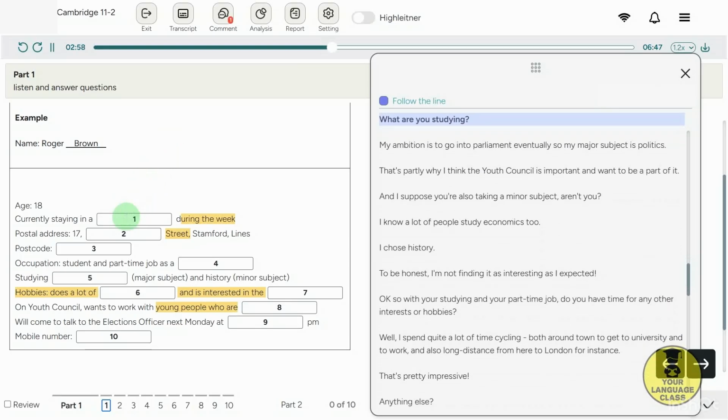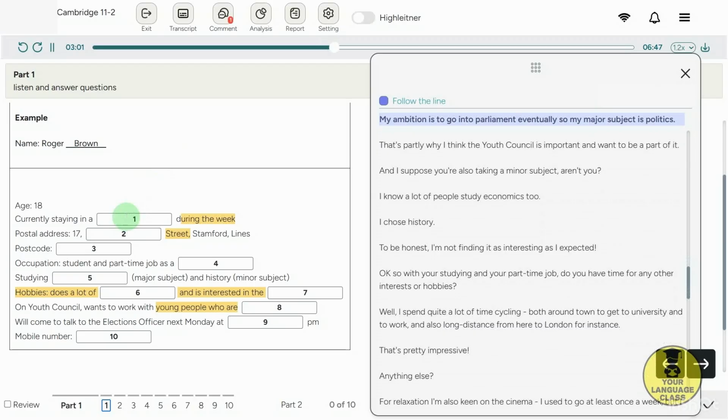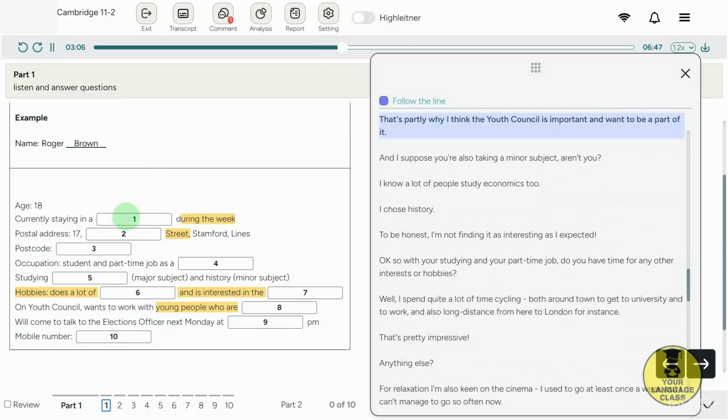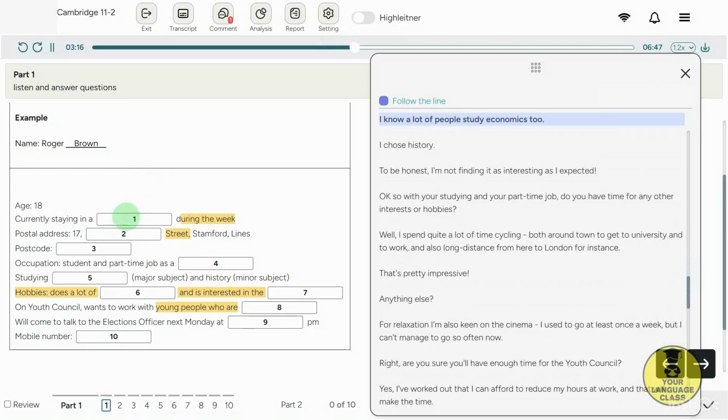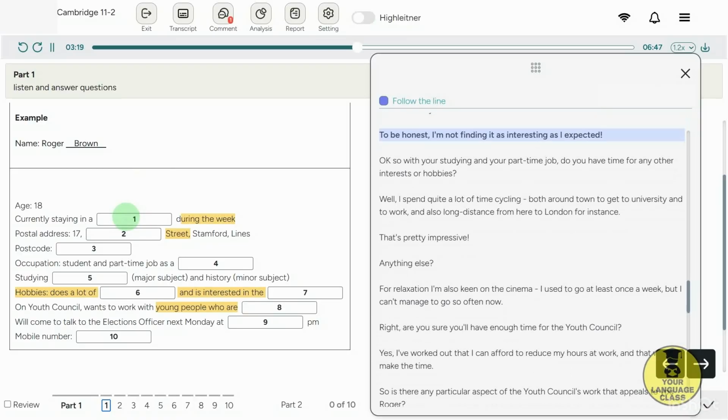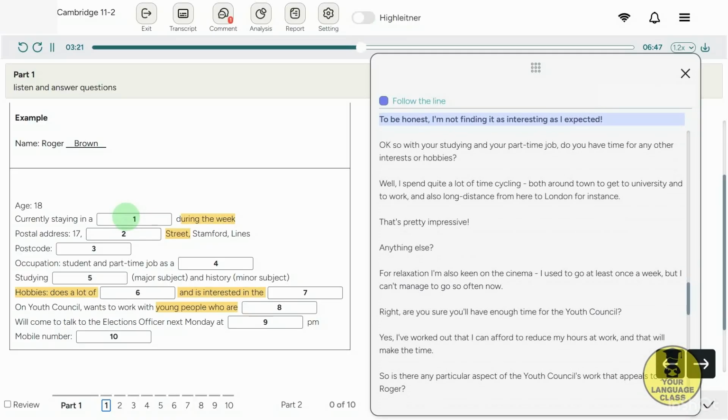What are you studying? My ambition is to go into Parliament eventually, so my major subject is politics. That's partly why I think the Youth Council is important and want to be a part of it. And I suppose you're also taking a minor subject, aren't you? I know a lot of people study economics too. I chose history. To be honest, I'm not finding it as interesting as I expected.